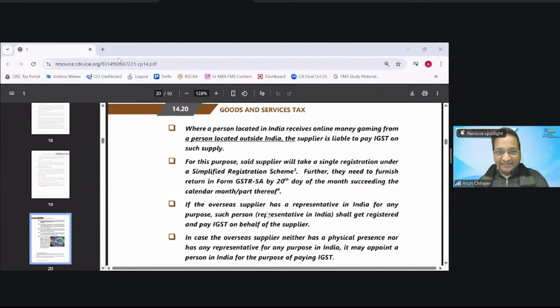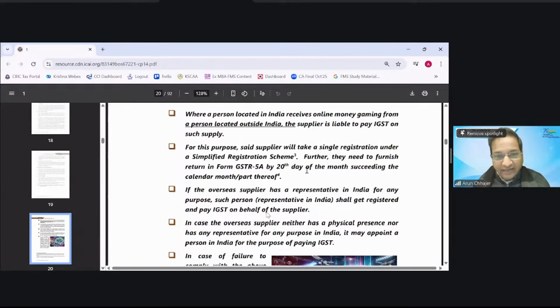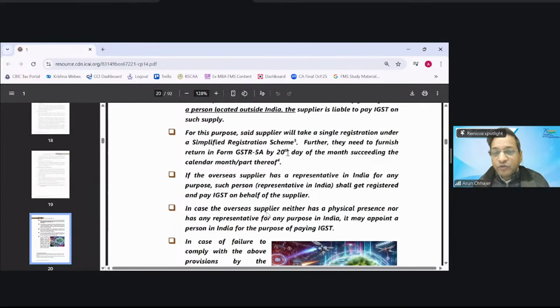Correct, Sanjay. Correct. So where the person located in India receives online money gaming from a person located outside India, the supplier is liable to pay the GST. For that purpose the supplier will take a single registration. Under the simplified registration scheme, they need to furnish GSTR 5A. GSTR 5A is the return which is to be furnished by OIDAR also. OIDAR means Online Information Database Access Retrieval, as well as by this person also. This person means online money gaming.